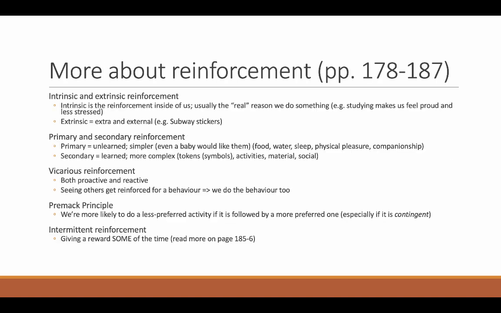You can learn more about reinforcement, and you'll find this all in Chapter 9, pages 178 to 187 in your greenish-blue book. And it talks about intrinsic and extrinsic reinforcement. Now, these can still be positive and negative. People often get confused about the idea, well, does positive fit into one of these categories or negative? And the answer is no. You can have any combination of positive and negative, intrinsic and extrinsic, and the next thing we're going to talk about, primary and secondary.